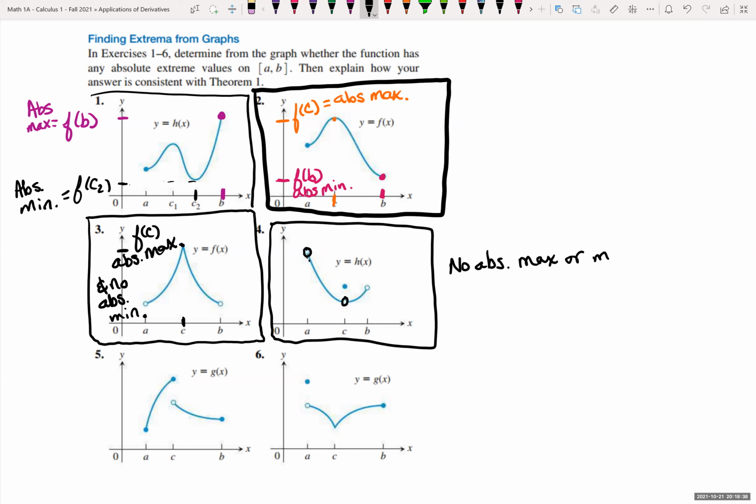So the theorem doesn't hold true for both 3 and 4? Right. Right. So the extreme value theorem doesn't hold true.